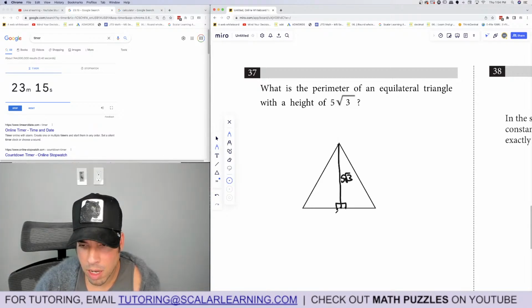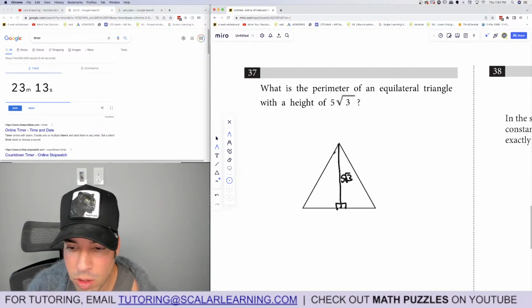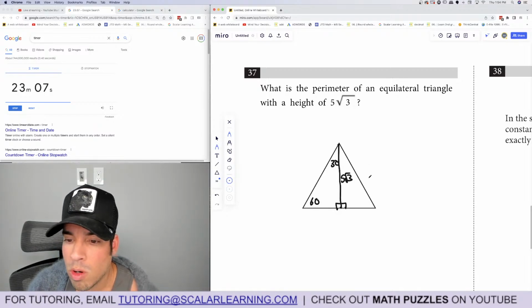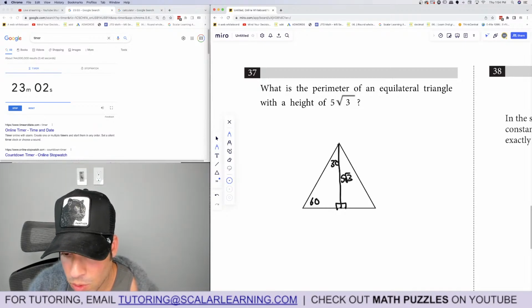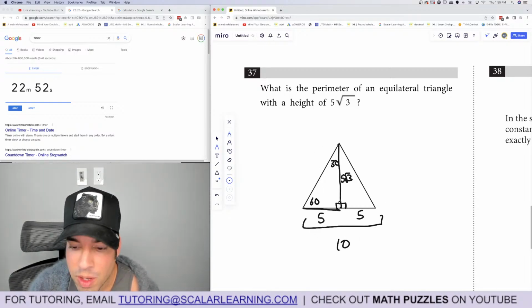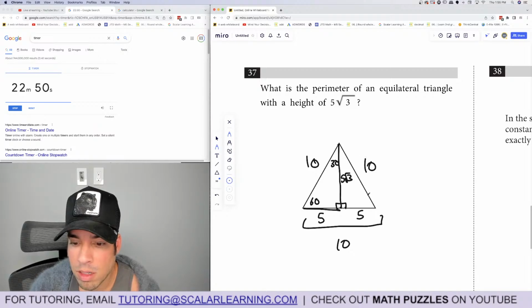If you get the height of an equilateral triangle, it makes a 30, because this is 60 and it's cutting it directly in half, 60, 90. Well, if you remember my rules with 30, 60, 90, if the long leg is something rad 3, the short leg here is just that thing without the rad 3. So the short leg is 5. Well, it's cut right in half, so this is 5. And it's an equilateral triangle, which means all the sides are equal. So if this side is 10, this side is 10, this side is 10, the perimeter is 10 plus 10 plus 10, which is 30.